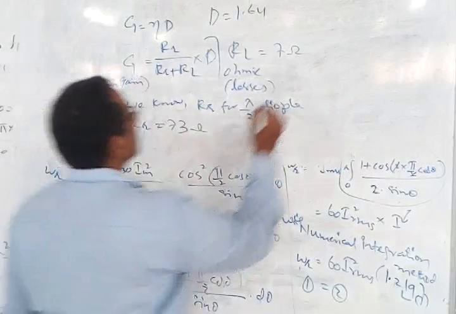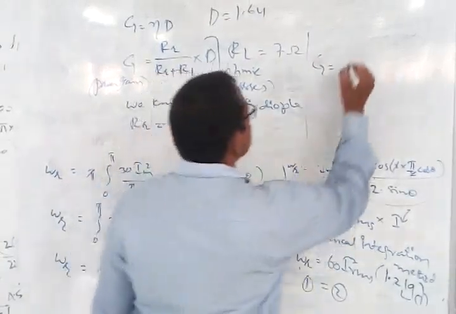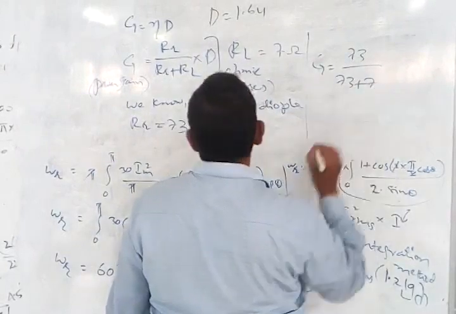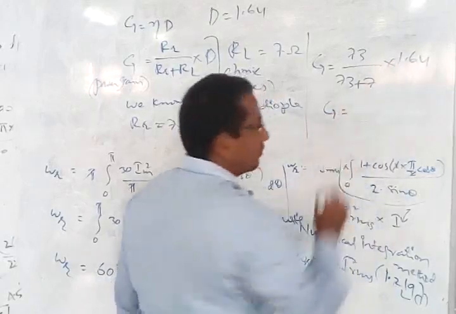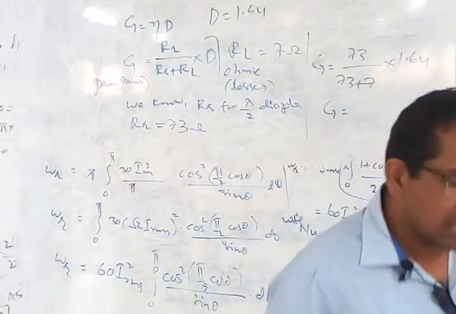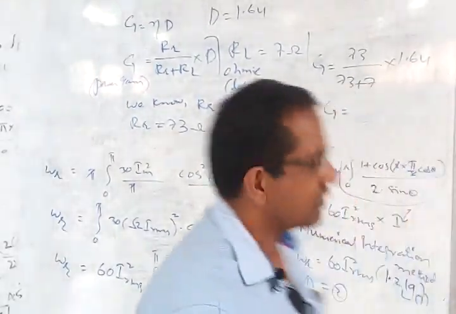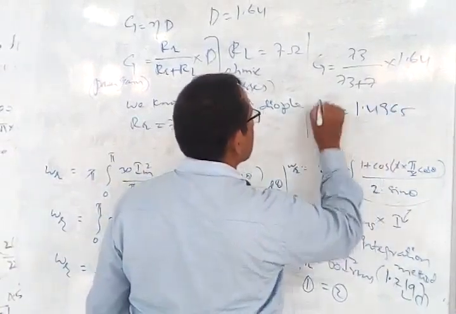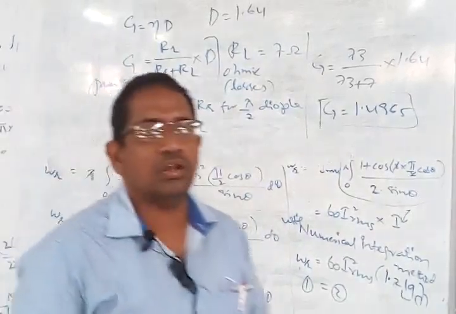Now simply substitute all these values here. G is equal to 73 by 73 plus 7 into 1.64. So with this we are going to get the power gain of the antenna, which is 1.4965. This is the value we get for the power gain of the antenna.